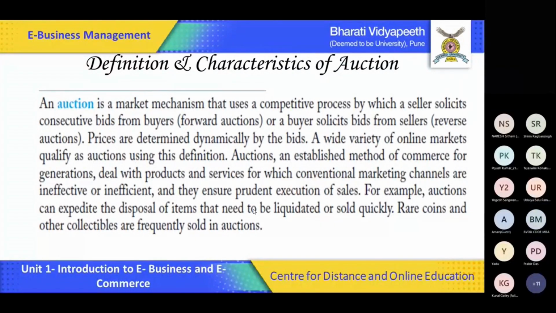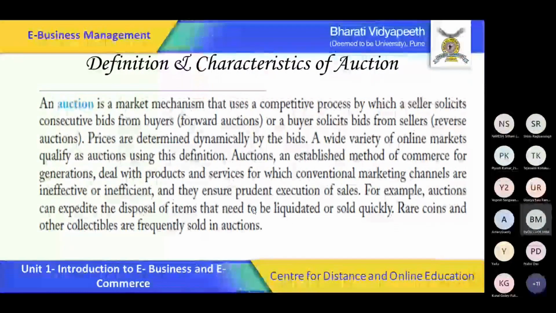Auctions are an established method of commerce for generations that deal with products and services for which the conventional marketing channels are ineffective or inefficient. So they use prudent execution of sales. For example, auctions can quickly make the process. They can dispose of items that need to be liquidated or sold quickly. Rare coins and other collectibles are often and frequently sold through auctions.